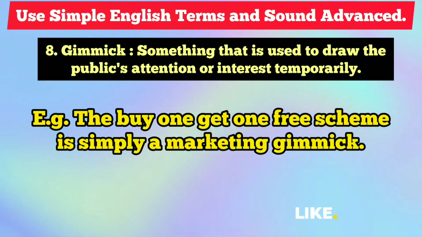As you see the next example, the buy one get one free scheme is simply a marketing gimmick. That means it was done to draw the attention of common people. It was just a marketing gimmick. So I'm quite sure it's clear. We can say a marketing gimmick, publicity gimmick. So we can use this term gimmick in these ways. So I'm quite sure you have understood how to use this word gimmick and sound quite advanced.